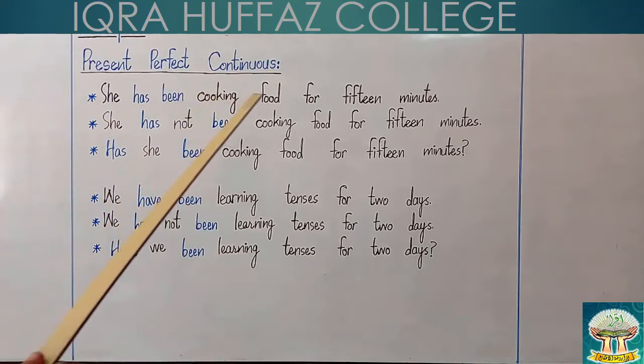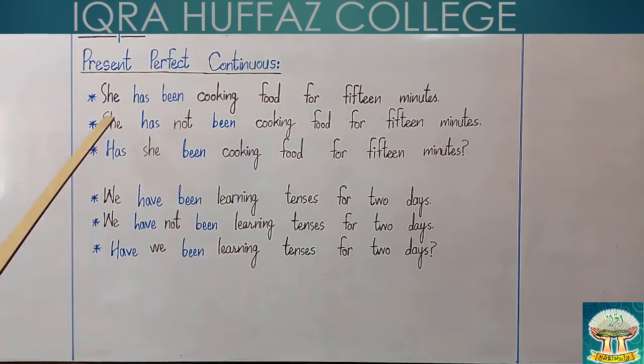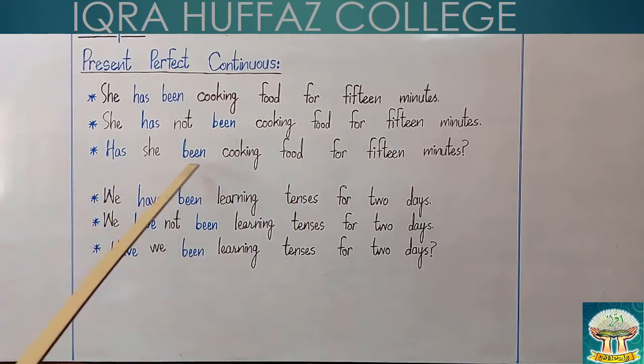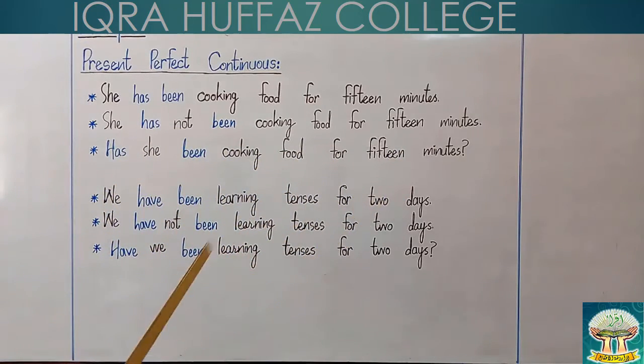She has been cooking food for 15 minutes. She has not been cooking food for 15 minutes. Has she been cooking food for 15 minutes? We have been learning tenses for 2 days. We have not been learning tenses for 2 days. Have you been learning tenses for 2 days?